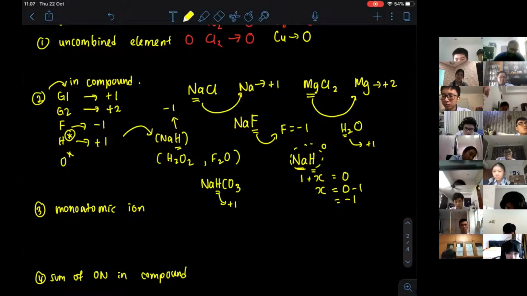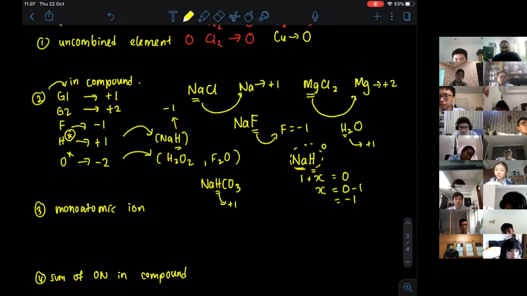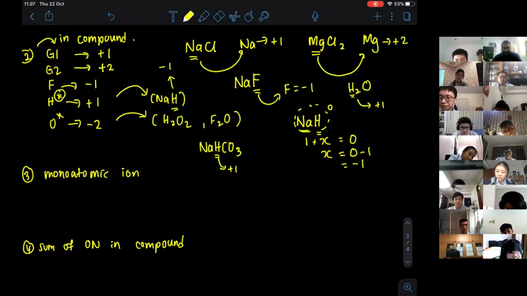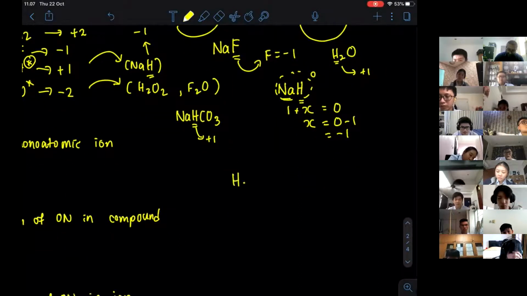Similar to that, oxygen all the time is -2, but with the exception of these two compounds over here. If it is in a peroxide, H2O2, or F2O, then the oxygen is not going to follow the order. I'll give you some examples of how to calculate.